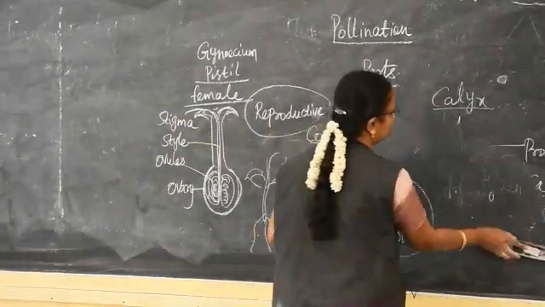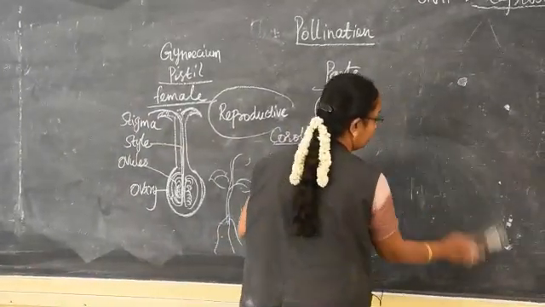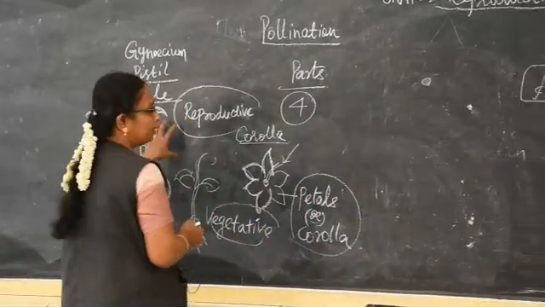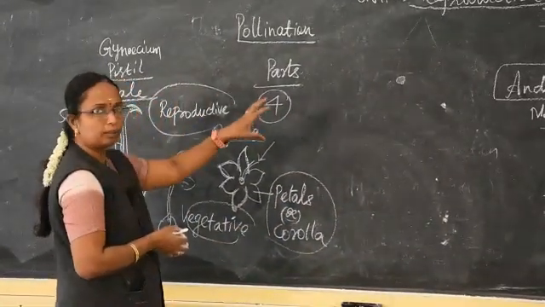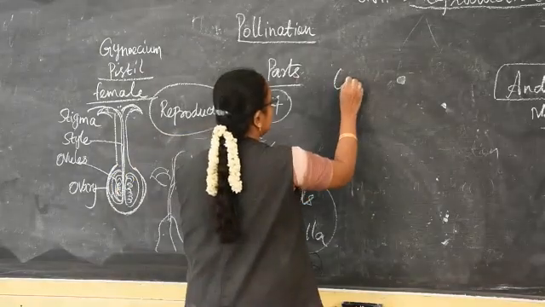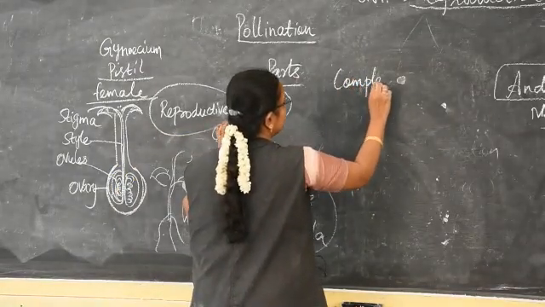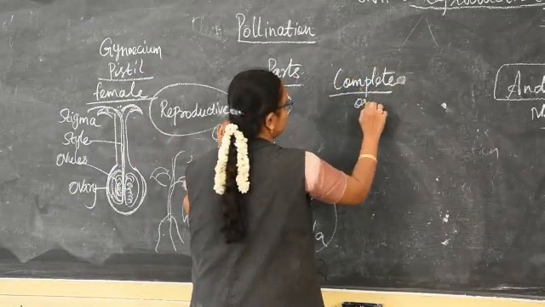What is meant by pollination? When we talk about the flower, if the flower consists of all the four whorls, it is said to be a complete flower or bisexual flower.